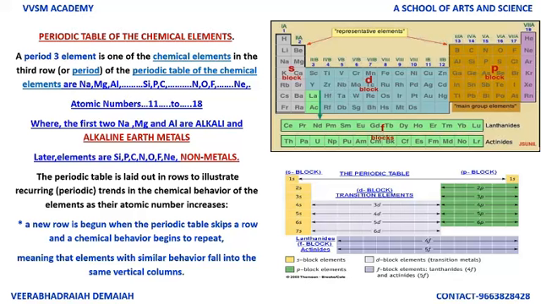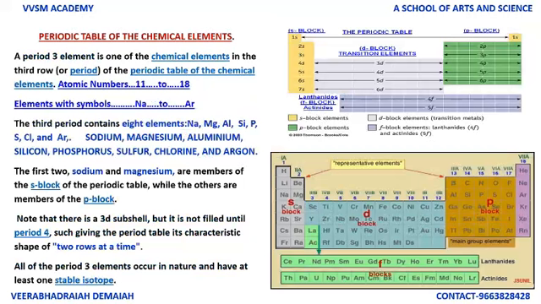The periodic table is laid out in rows to illustrate recurring periodic trends in the chemical behavior of the elements as their atomic number increases. A new row is begun when the periodic table skips a row and a chemical behavior begins to repeat, meaning that elements with similar behavior fall into the same vertical columns.